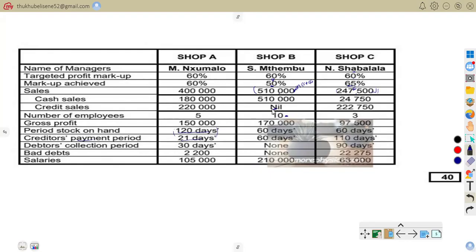Also, you have too many workers. As you can see, these other shops, they don't have many workers. So that is that. So now let us try to write it in our answer book.